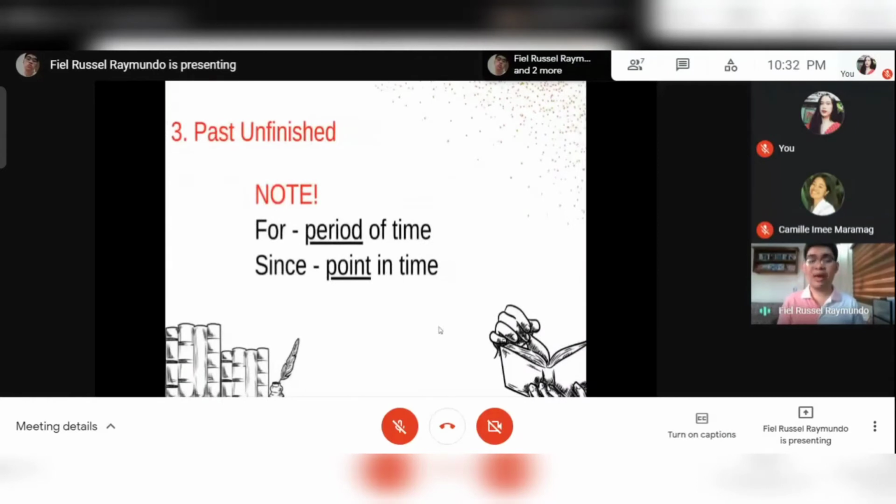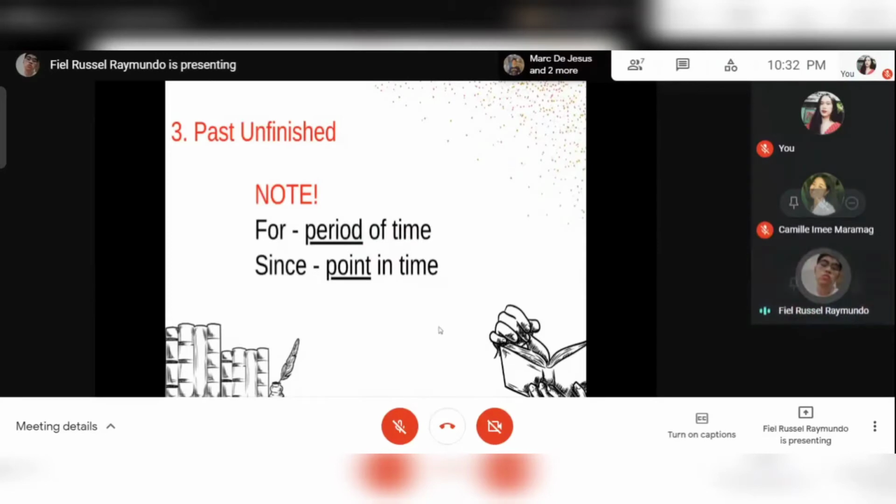Okay, the third is called past unfinished. But before we define what past unfinished is, I want you to note that in present perfect tense, the word for is always accompanied by a period of time, and it answers the question how long or for how long. And the word since is always accompanied by a point in time, and it answers the question when did it start?